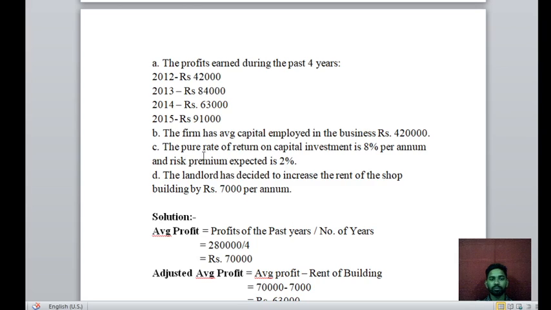Next, the pure rate of return on capital investment is 8% per annum and risk premium expected is 2%. So the total normal rate of return is 8 plus 2, which is 10%. Next, the landlord has decided to increase the rent of the shop building by rupees 7,000 per annum. It means from the average profit we have to minus this. We have to ascertain the goodwill.